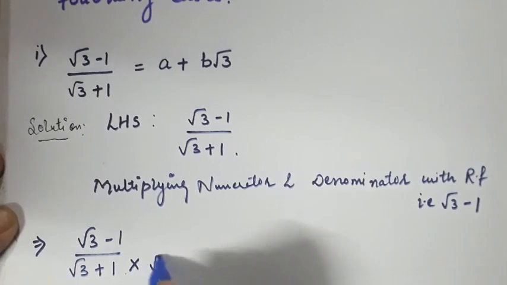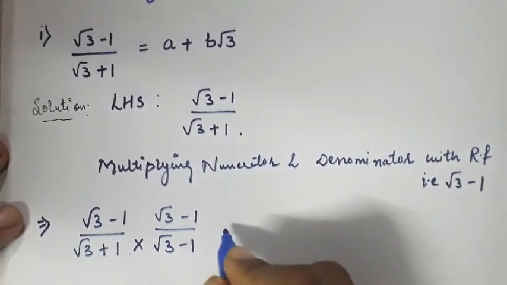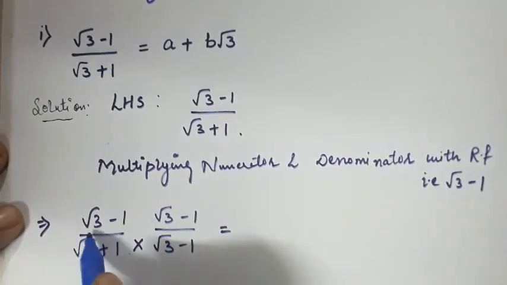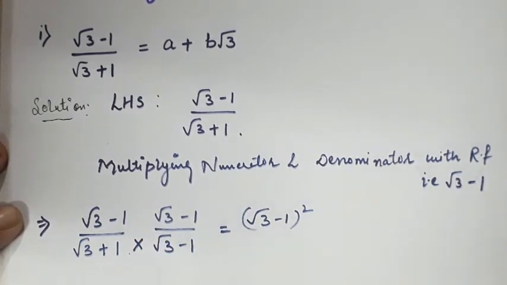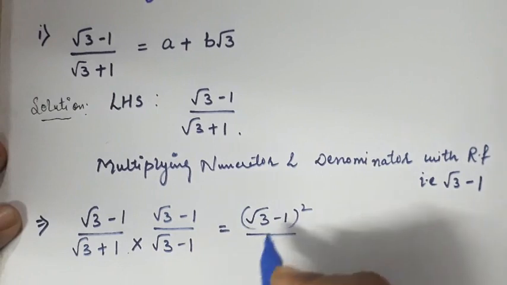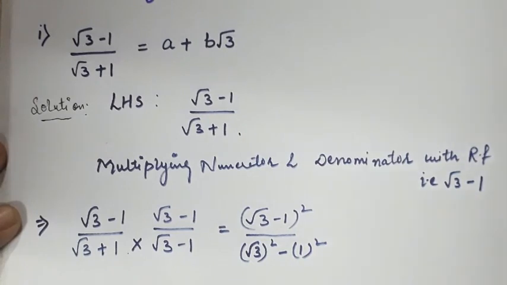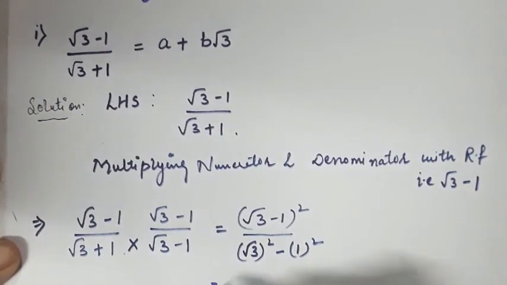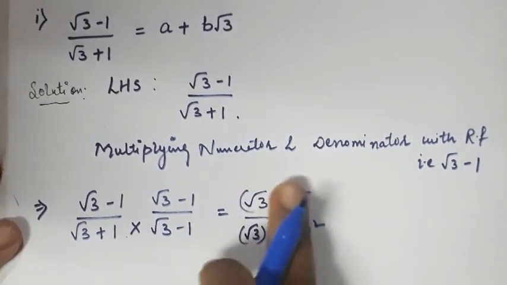So here we are proceeding with root 3 minus 1 upon root 3 plus 1. As we are multiplying root 3 minus 1 to the denominator as well as to the numerator, I get root 3 minus 1 whole square in the numerator. Now, by the formula for a plus b and a minus b, I can write a square minus b square as per the identity, so root 3 square minus 1 square.